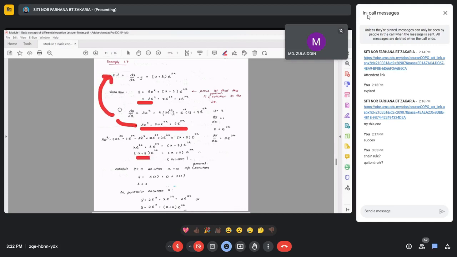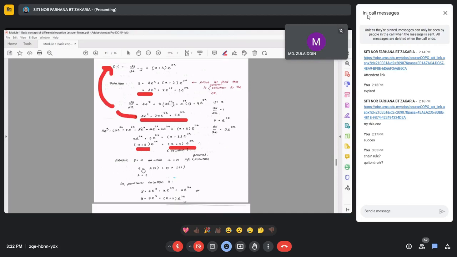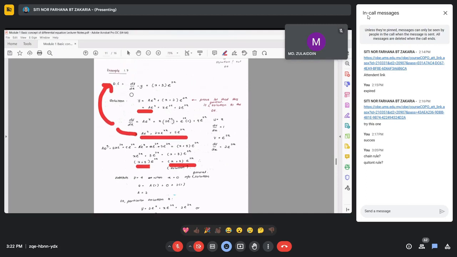So after you differentiate, you will get both sides with the same value, x plus 3 exponential 2x. So this is your general solution. So this is your general solution.